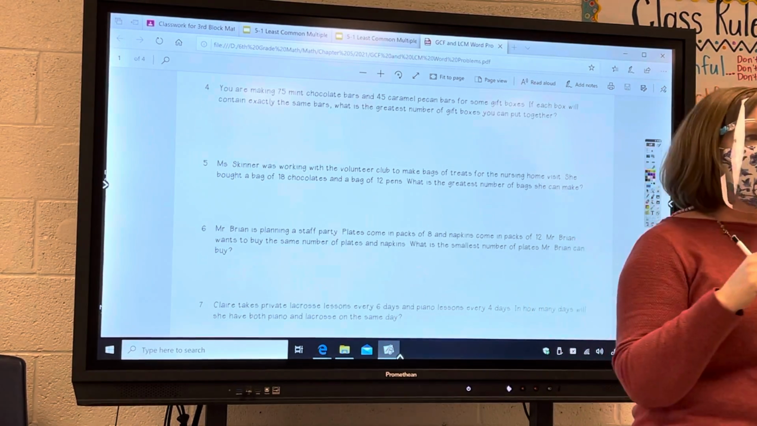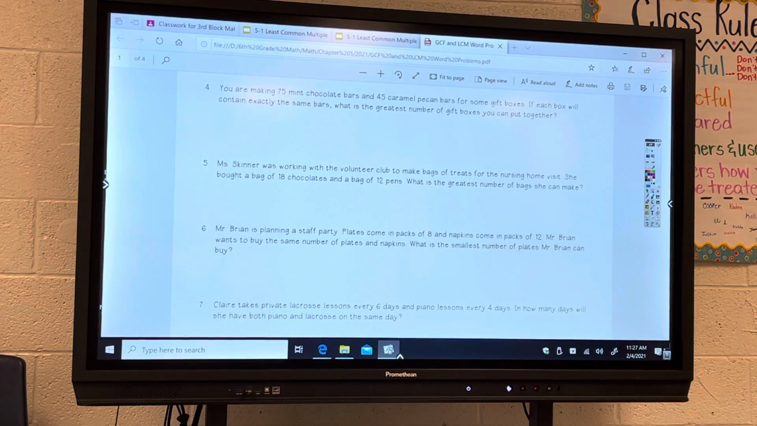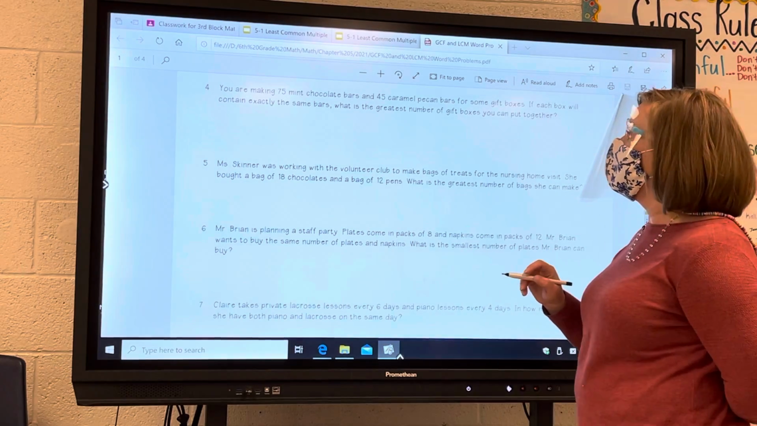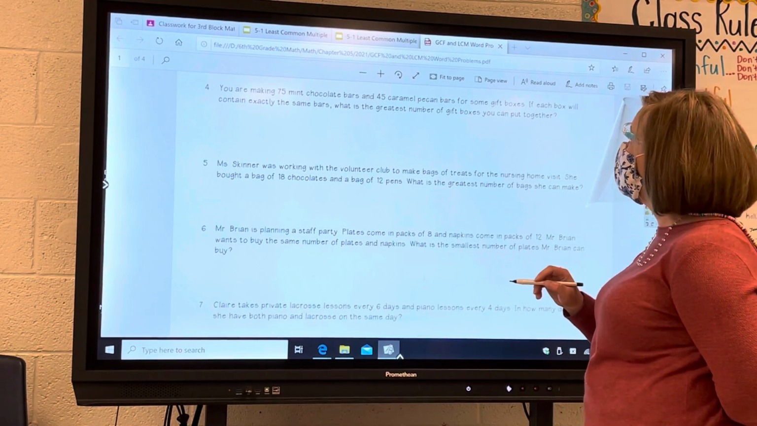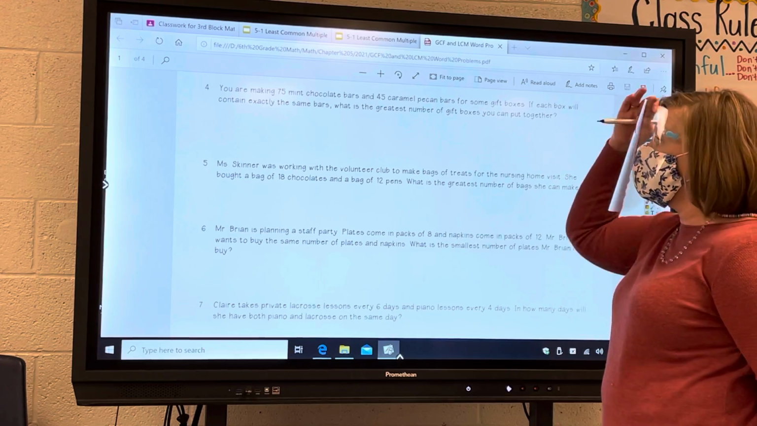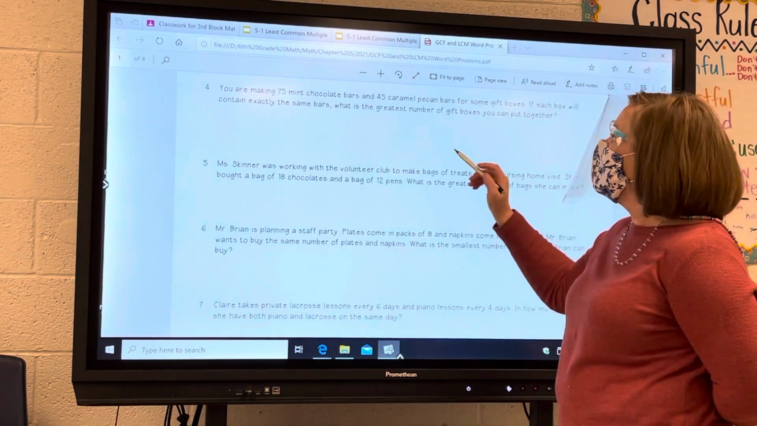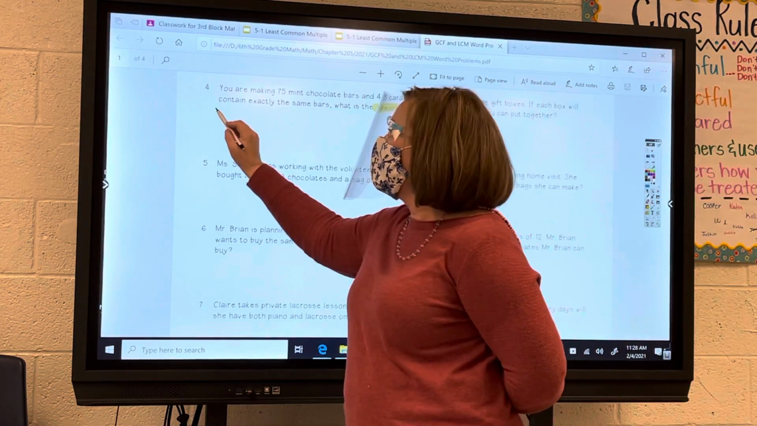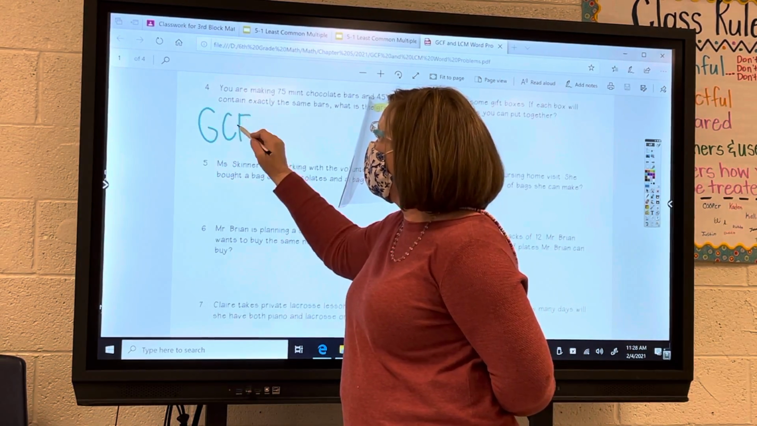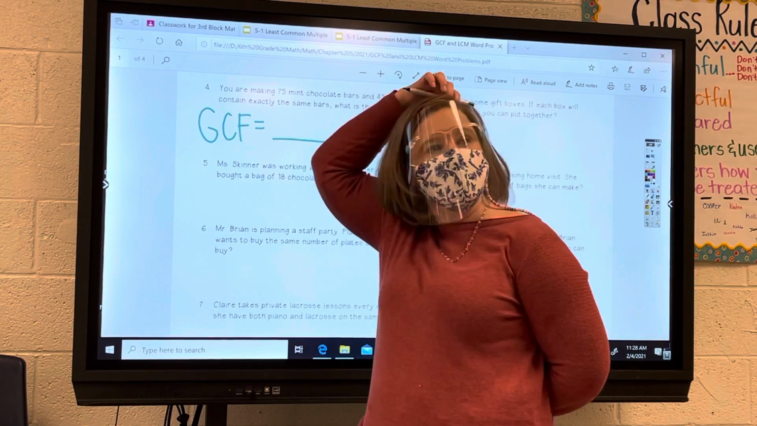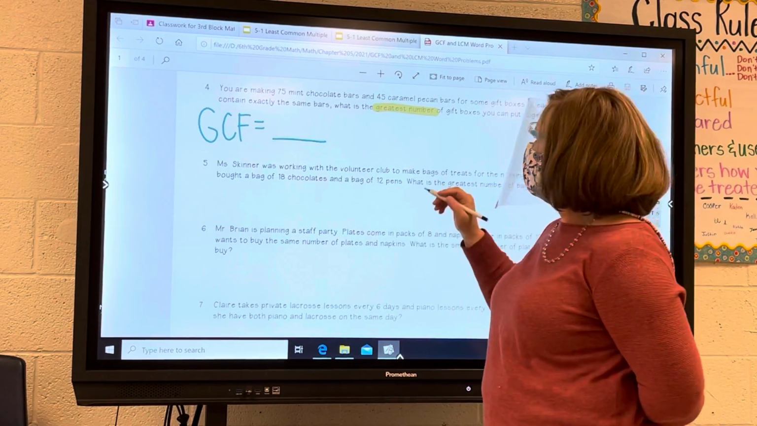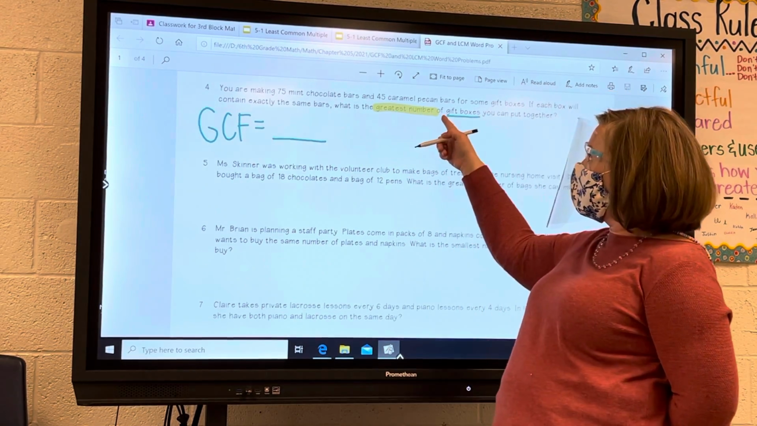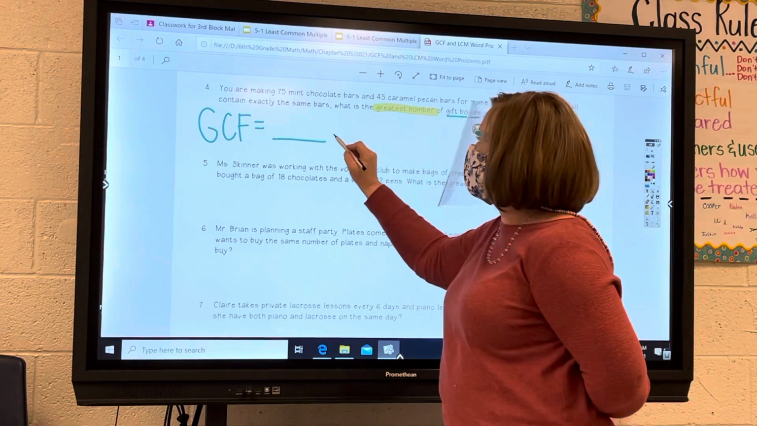All right, everybody so far is right in that number 4. You're finding the GCF. You're making 75 mint chocolate bars and 45 caramel pecan bars for some gift boxes. Each box will contain exactly the same bars. What is the greatest number of gift boxes you can put together? So everybody had this over to the side. And what's the label for my answer? Mint chocolate and caramel. No. What's the greatest number of what? Oh. Gift boxes.